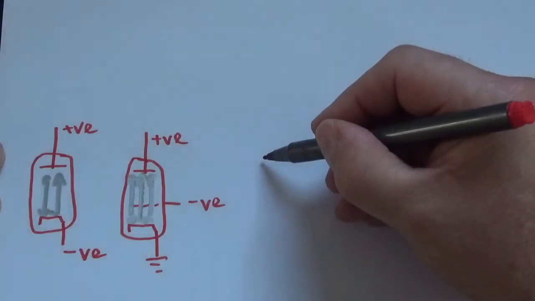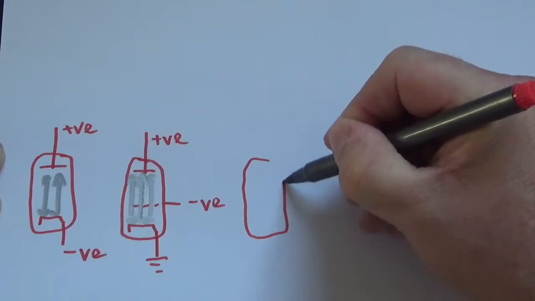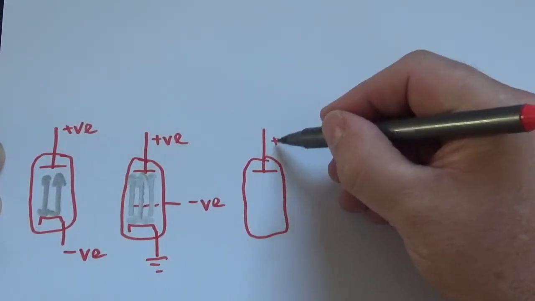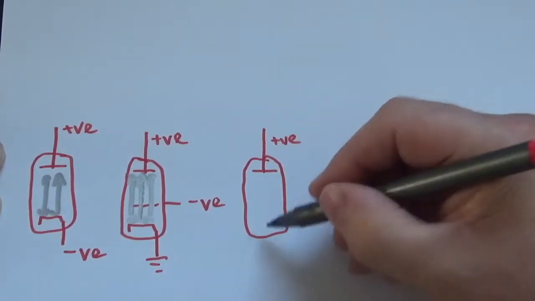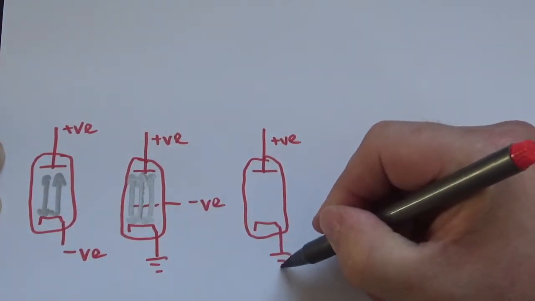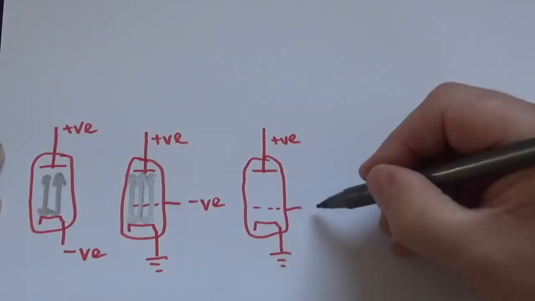So let's draw up the tetrode. We'll start with the familiar triode: cathode returned to our ground potential, positive on the anode, and our control grid will be slightly negative, thus controlling the amplification of the actual valve.